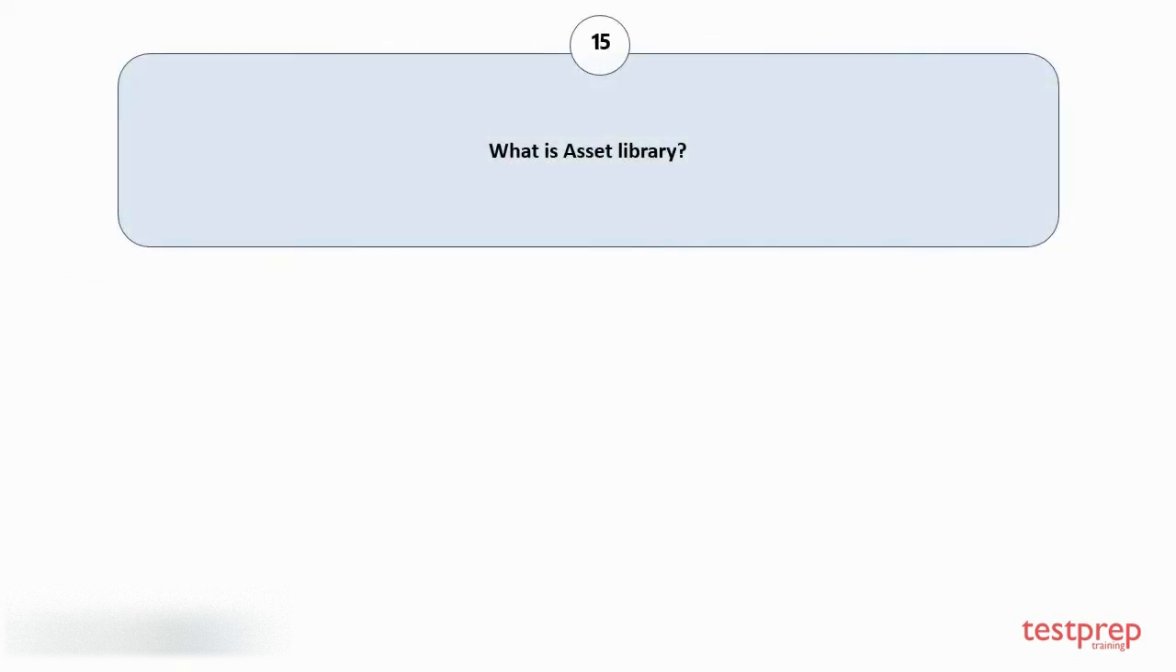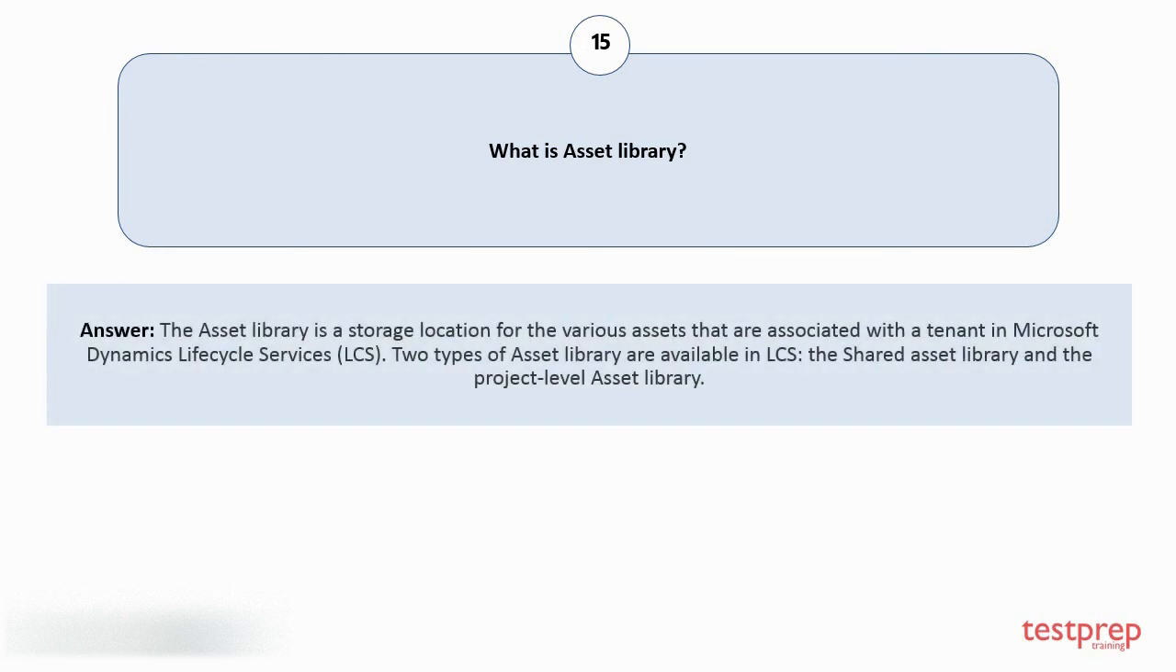Question number 15. What is Asset Library? Your answer is: The Asset Library is a storage location for the various assets that are associated with a tenant in Microsoft Dynamics Lifecycle Services. Two types of Asset Library are available in LCS: the Shared Asset Library and the Project-Level Asset Library.